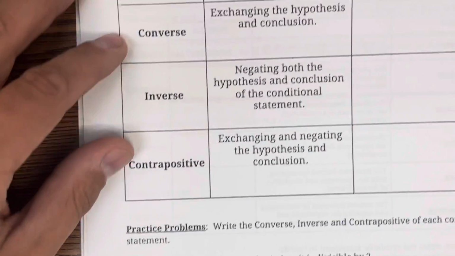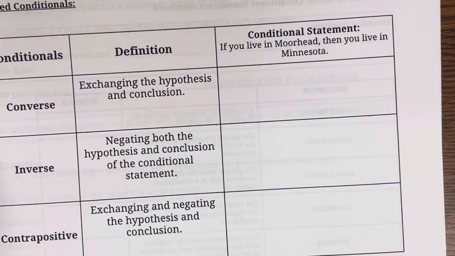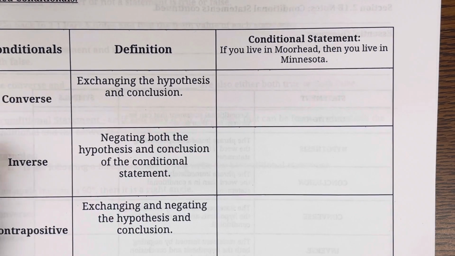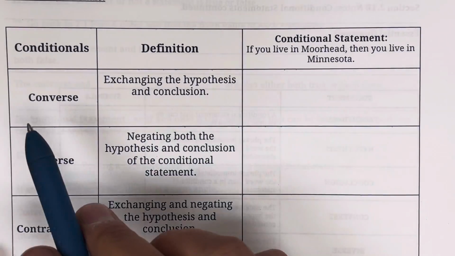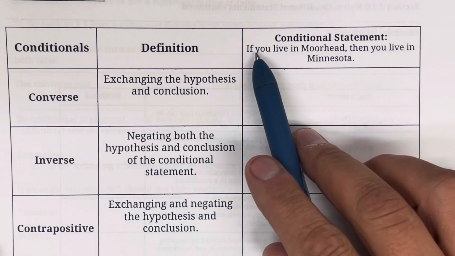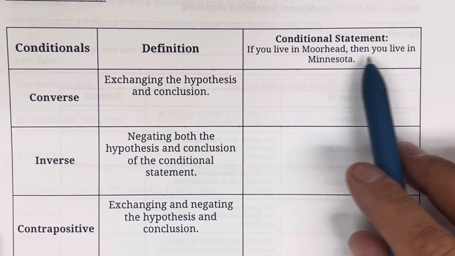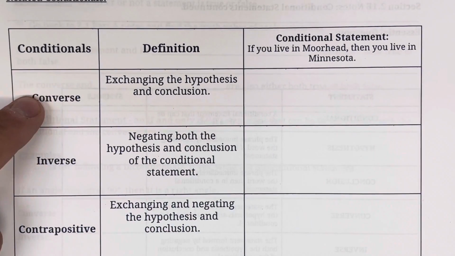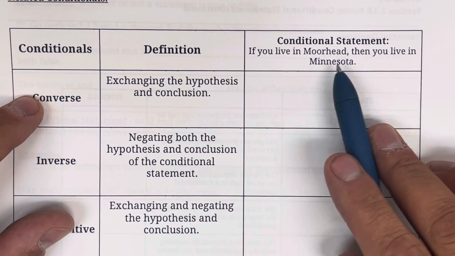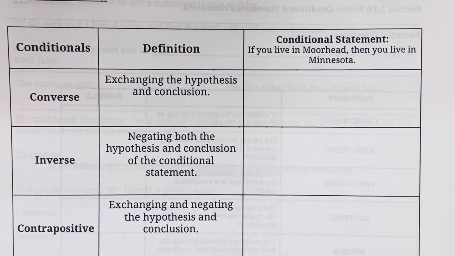So, related conditionals. This is probably the meat and potatoes of today. The process of changing our original conditional statement. And we are going to look at the converse, the inverse, and the contrapositive. In order to write the converse, I exchange the hypothesis and the conclusion. So our original statement here says, if you live in Moorhead, then you live in Minnesota. For me to write the converse, I change it. I would say, if you live in Minnesota, then you live in Moorhead. So I switch the order.